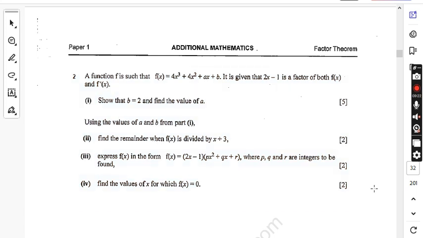A function f is such that f(x) is equal to 4x cube plus 4x square plus ax plus b. It is given that 2x minus 1 is a factor of both f(x) and f dash x. Show that b equals 2 and find the value of a. Very easy question.